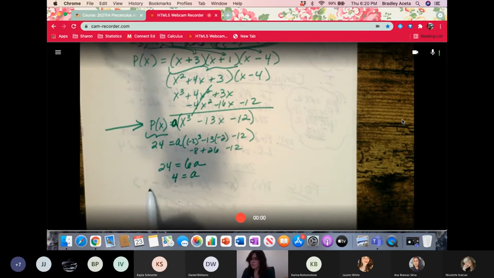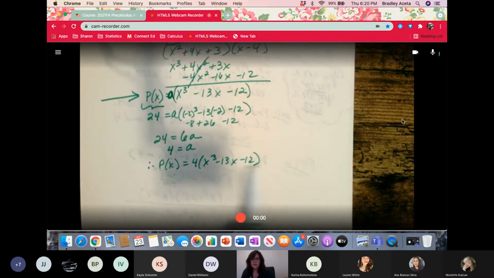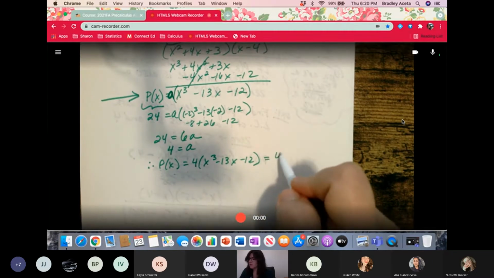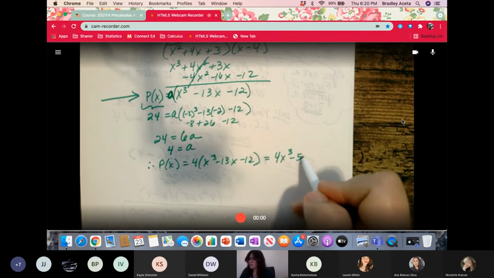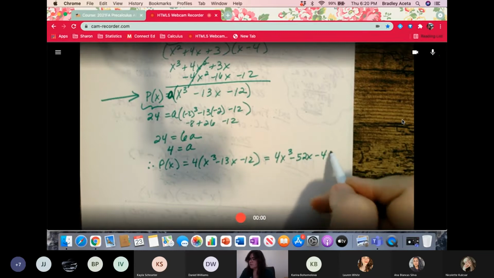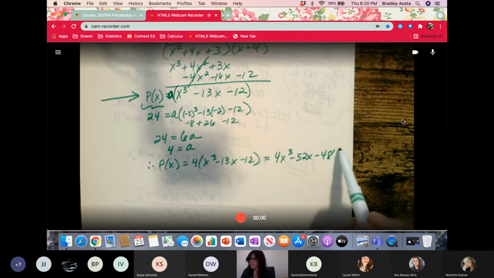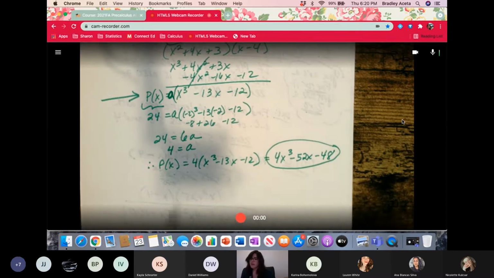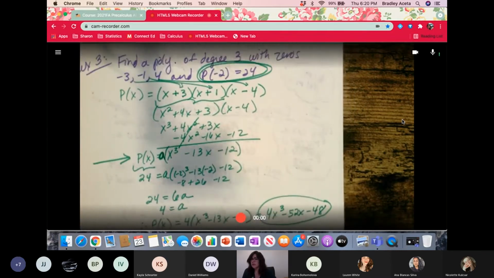So now let's rewrite this polynomial that I have found. Therefore P of x equals, a is 4, times x cubed minus 13x minus 12. And I'm not sure if they're going to let you leave it like that or if they actually just want you to distribute the 4. So I'm just going to write it out distributed. 4x cubed minus 52x minus 48. And that's what that extra piece of information meant right here.